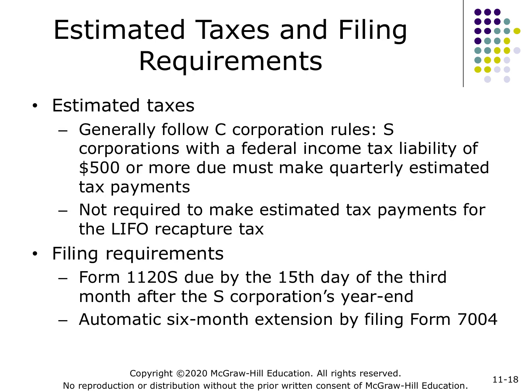All right, from an estimated tax and filing requirement perspective, it's fairly straightforward. You generally follow C corporation rules, and if they have a federal tax liability of $500 or more, then they must make quarterly estimated tax payments, okay? They're not required to make estimated tax payments for the LIFO recapture rule, and they file Form 1120S by the 15th day of the third month, okay?